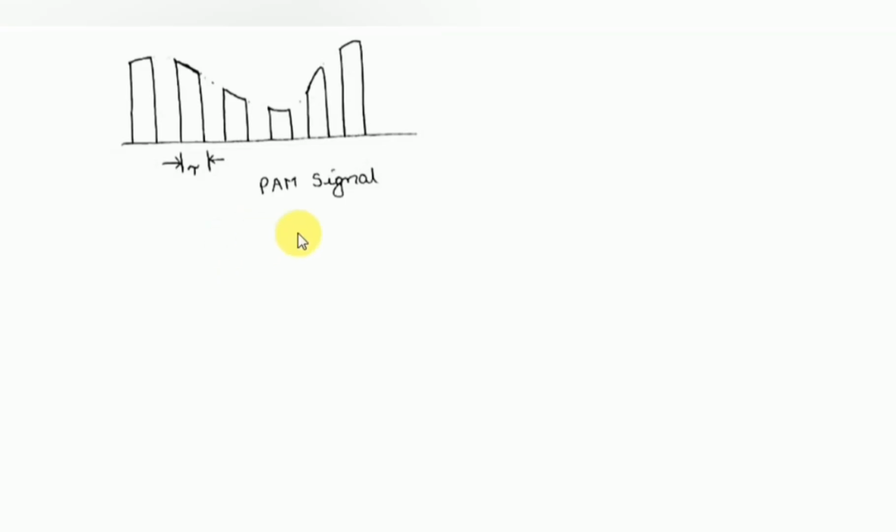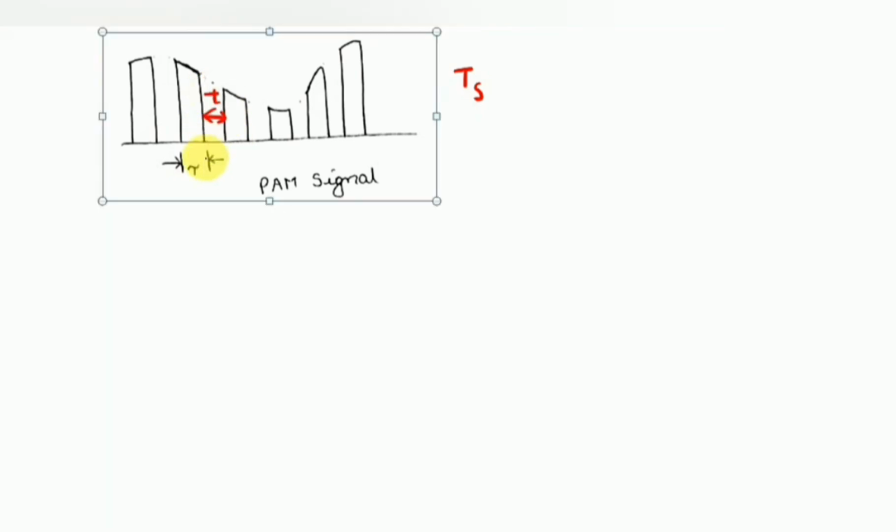Let us consider the output waveform of the PAM signal. This PAM signal waveform looks like a sampled waveform. So we can say that the sampled waveform can be represented in terms of sampling time period or sampling frequency. Let us say that the sampling time period is Ts. Here we are assuming the on time pulse duration is tau, and similarly the off time pulse duration is also tau. So the on time and off time pulse durations are the same, and the total time period of the pulse is 2 tau.